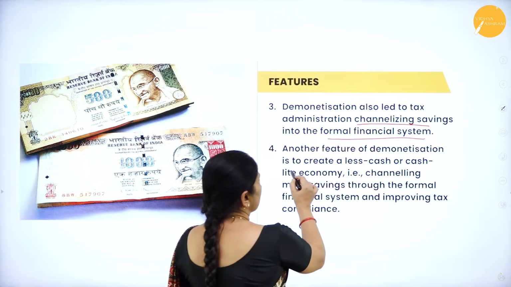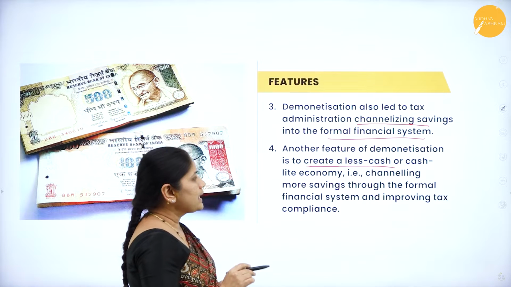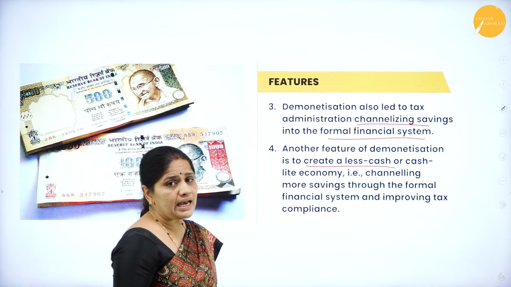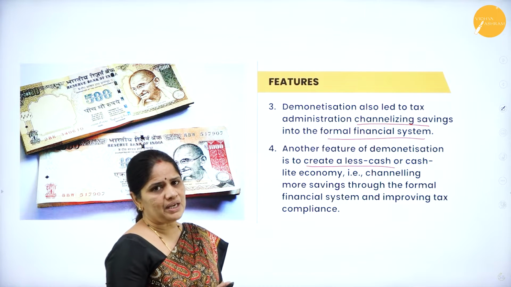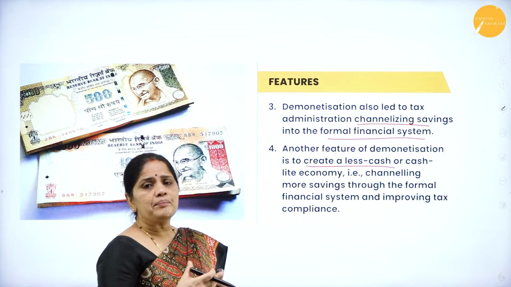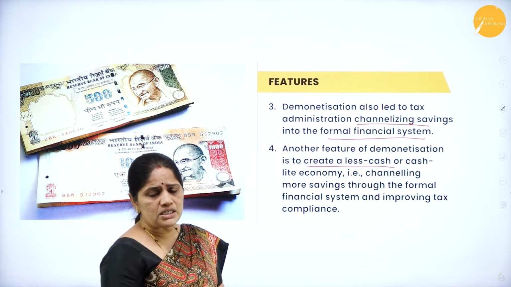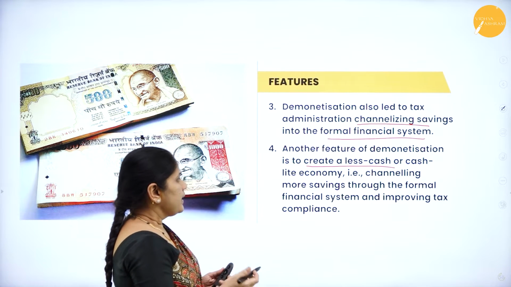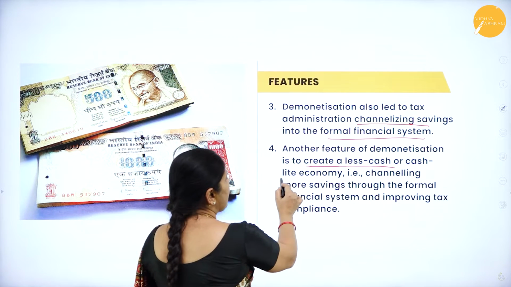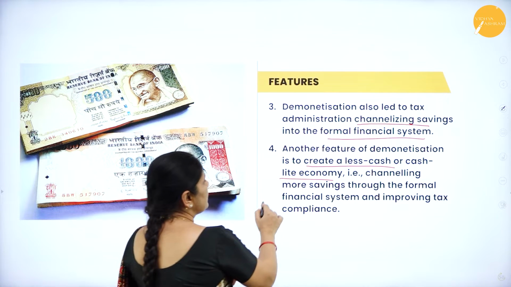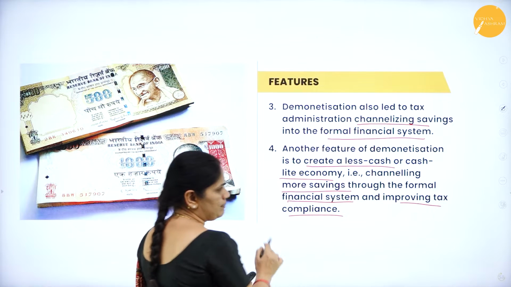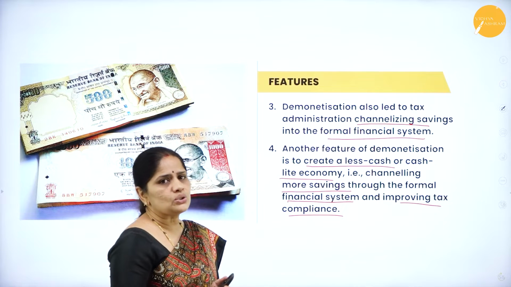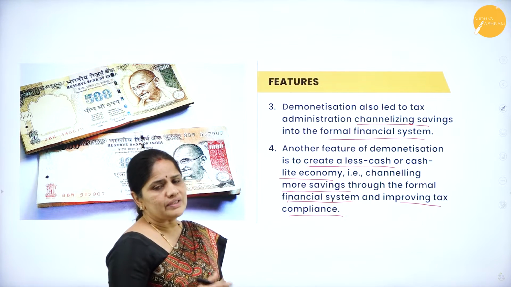Then another feature of demonetization is to create a less cash or cash light economy. The main aim of demonetization was to have a cashless society. Now what is a cashless society? We use our mobile phones or digital forms of payment, whether for household goods or consumer durables. For all our purchases, we should make use of digital currency. So we create a cash light economy, channeling more savings through the formal financial system and improving tax compliance. The aim was to encourage people to save more in the bank and make all their payments through phones or online with the help of the internet.